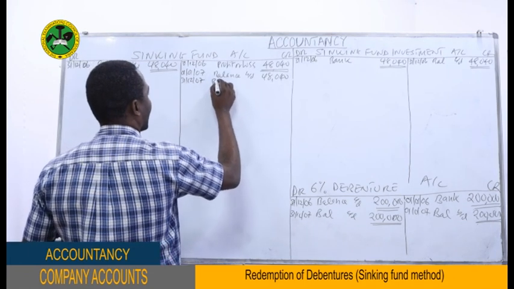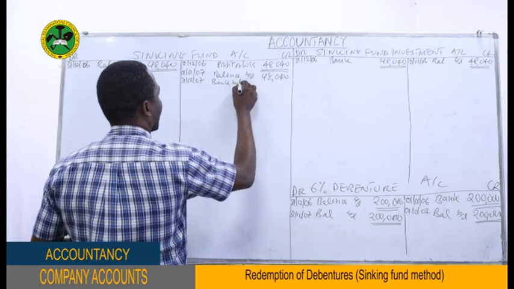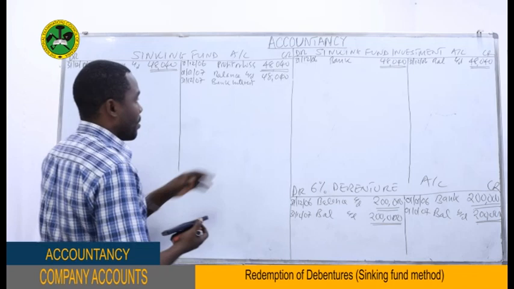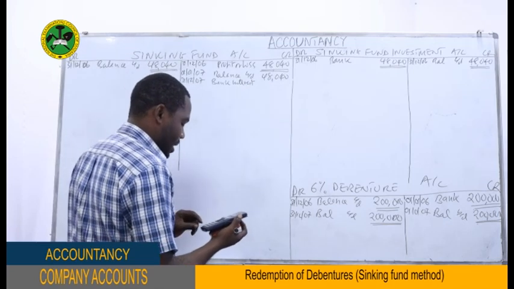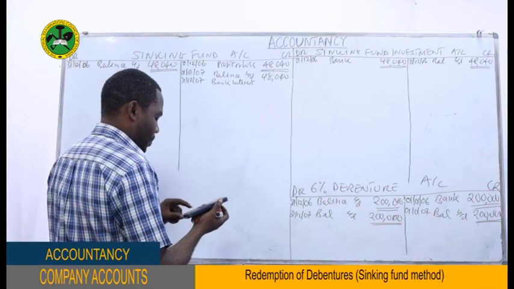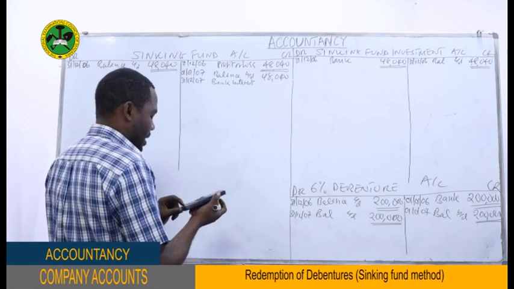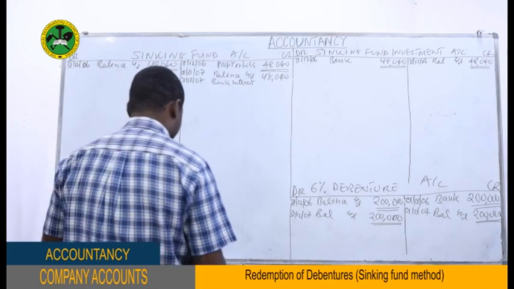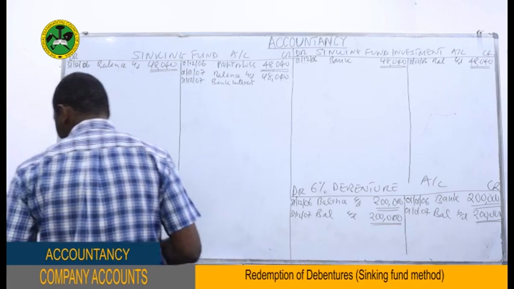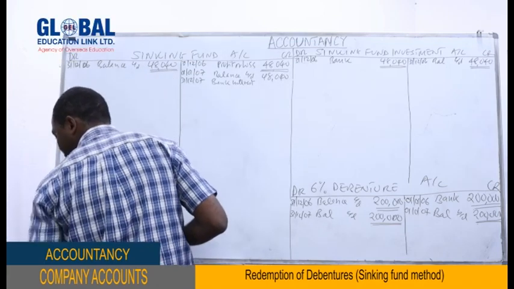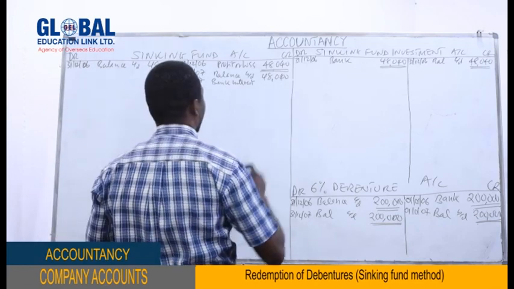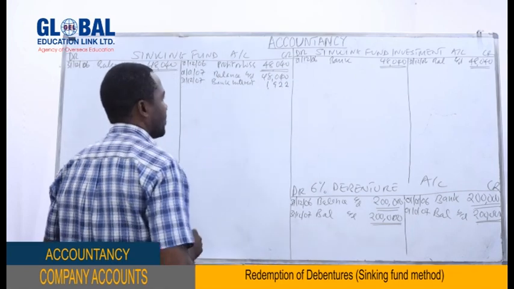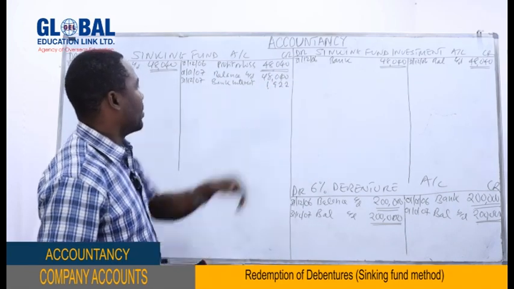Then on 31st December 07, we receive bank interest. So the interest will be 4%. 4% of this amount will be 48,040 times 4% for a year. Okay, so it will be 1,921.6. So we approximate. It will be 1,922. That will be the interest received from that amount invested.